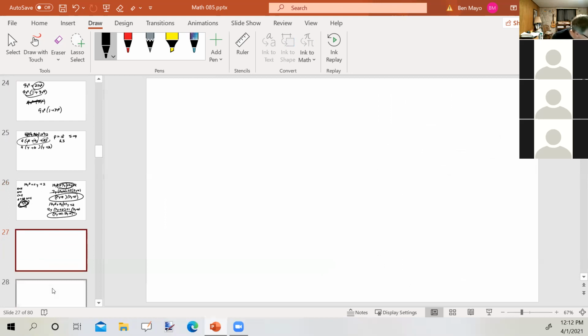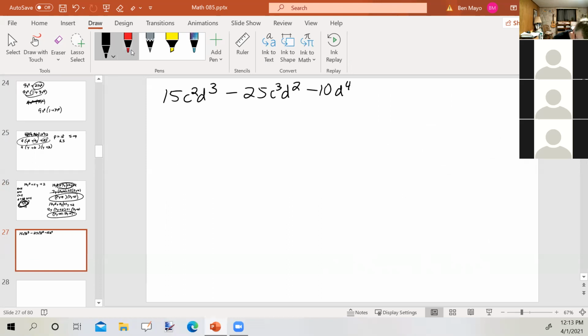How about this one? 15c squared d cubed minus 25c cubed d squared minus 10c to the fourth d to the fourth. Okay, this is a trinomial.